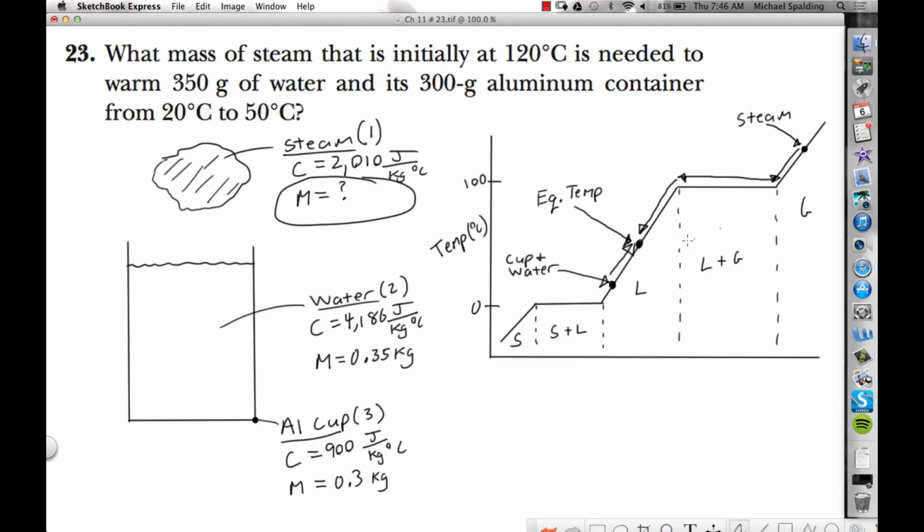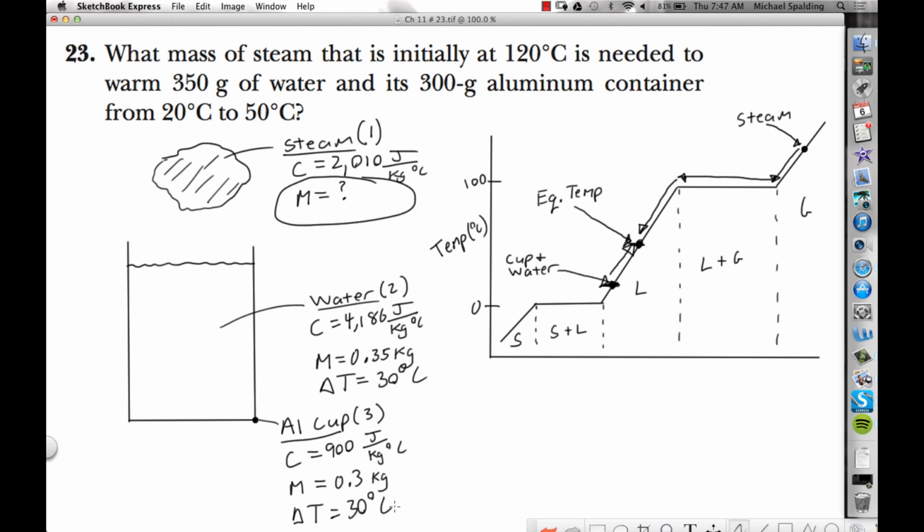And the delta T, we know what the delta T is for that step. The starting temp for the cup and the water is 20, the ending is 50, so the delta T for the water is going to be what? From 20 to 50 is 30. That's the change in temperature for the water, and same thing for the cup. The delta T is 30.